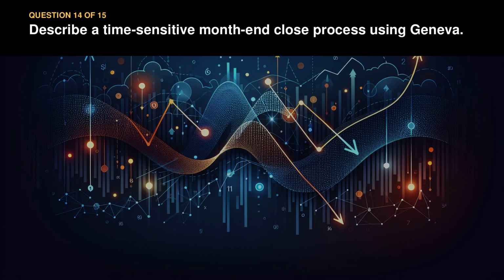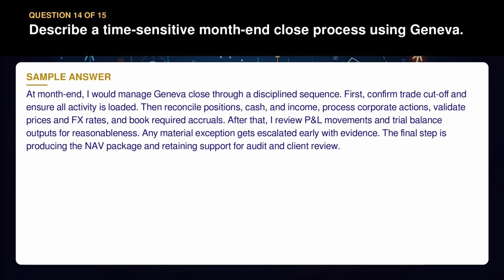Question 14. Describe a time-sensitive month-end close process using Geneva. At month-end, I would manage Geneva close through a disciplined sequence. First, confirm trade cutoff and ensure all activity is loaded. Then, reconcile positions, cash and income, process corporate actions, validate prices and FX rates, and book required accruals. After that, I review profit and loss movements and trial balance outputs for reasonableness. Any material exception gets escalated early with evidence. The final step is producing the NAV package and retaining support for audit and client review.